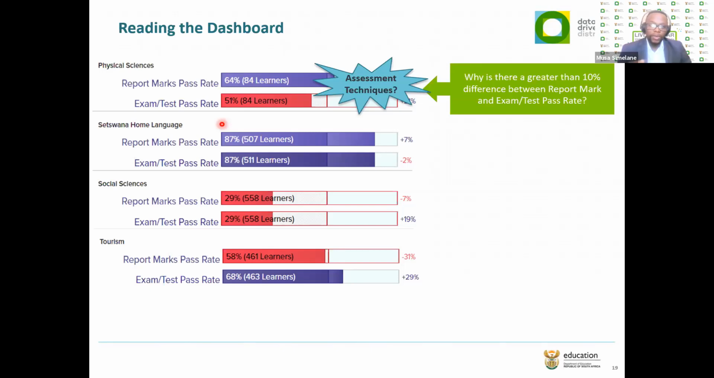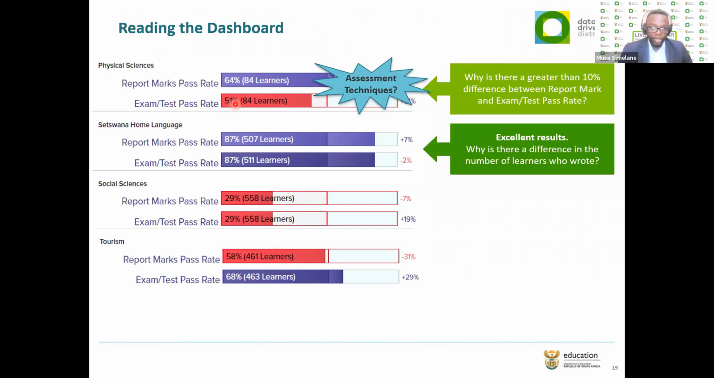And as we can see there, in the exam and test pass rate, learners are performing lower. So that means when learners are working in the group, they're doing well. But as soon as they are alone, they're not doing well. So what is the assessment technique we're using? There could be the question.